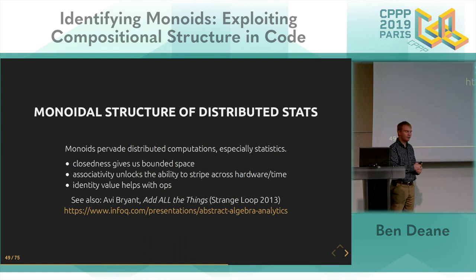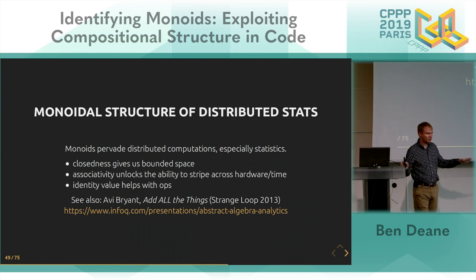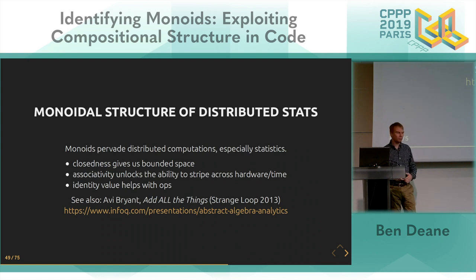So those couple of examples show you, I hope, that monoids pervade statistics. And these properties of monoids in particular unlock those things. The closure gives us bounded space. The associativity gives us the ability to distribute either across hardware or across time. And the identity value helps with operations. And there's a great talk from Strange Loop in 2013 all about this if you're interested in more in terms of statistical applications.